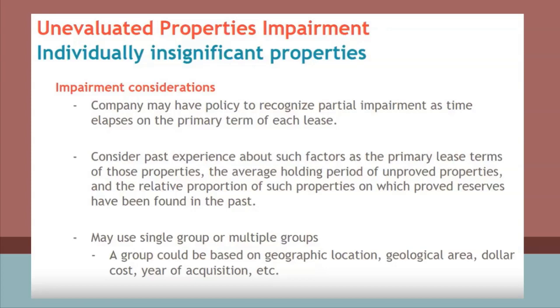Company may have a policy to recognize partial impairments over time as leases lapse. So if you have a particular acreage, maybe part of it's not going to be drilled on, but the other part you still have potential hope that you can get reserves out of, you might only partially impair the property. And like I said, lease terms and drilling plans all play into that.